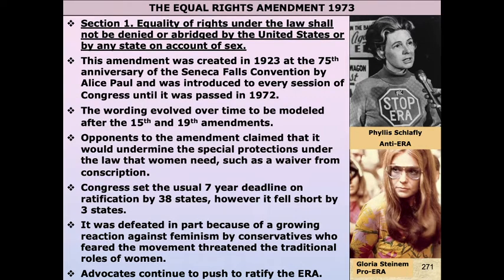This is what the women's movement is proposing to be added as an amendment to the Constitution. Equality of rights under the law shall not be denied or abridged by the United States or by any state on account of sex. So pretty much what they're saying is that, hey, you can't discriminate on the basis of sex. That's it. Point blank, period. So, this amendment is proposed originally by Alice Paul in 1923. And we try to bring it up every session of Congress until it finally passed through in 1972.